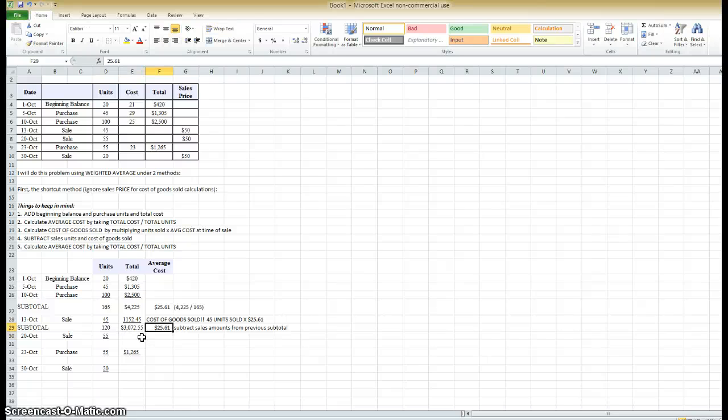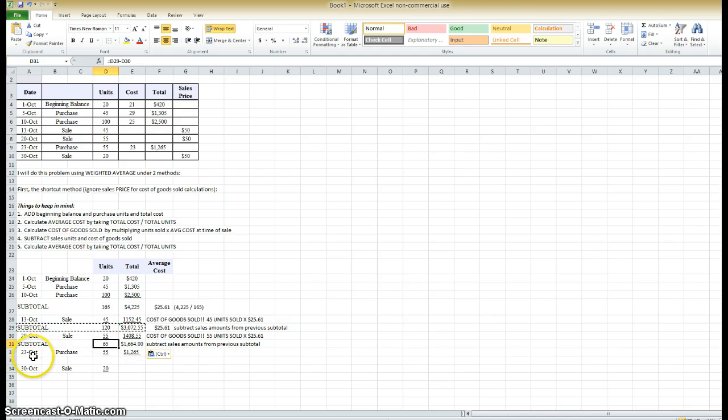Okay? So once again, we have a sale. We'll calculate cost of goods sold. This time, we have 55 units sold. So we're going to take the 55 times 25.61. And we're going to subtract to get the sales amounts. So this gives us our balance. We had 120 units, we sold 55, now we're left with 65. This is going to be the average cost.